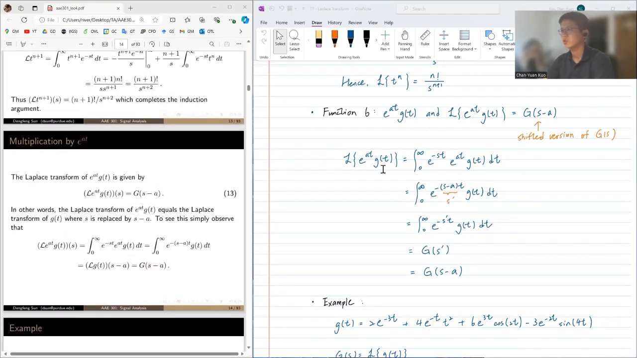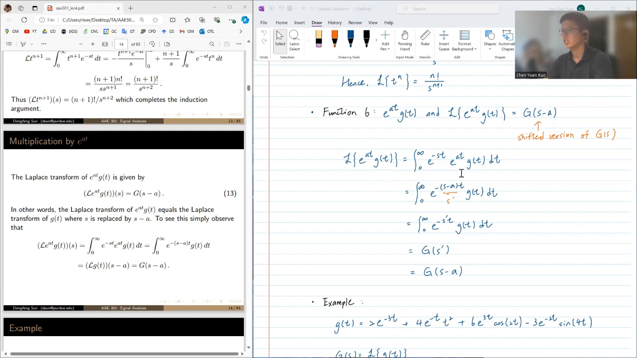Now the sixth function we will be looking at will be this type of function with the exponential function e to the at in the front of a general function g of t. And the Laplace transform of this type of function will be a shifted version of the Laplace transform of g of t. Essentially G of s minus a, and here a is the scalar in the power of the exponential function. And now let's see how we can derive this.